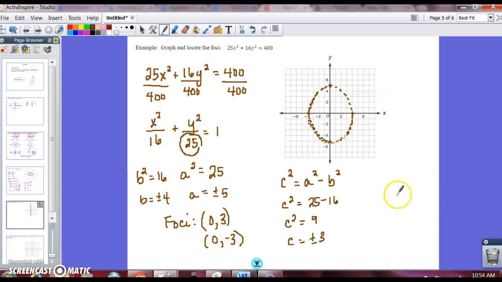Our eccentricity, like I said before, was c over a, and that's just a straight ratio. It would just be 3 over 5, and that's a little bit closer to 1, so you see it's getting close to looking like a circle, and that's all that is.